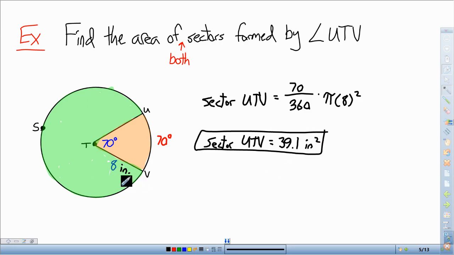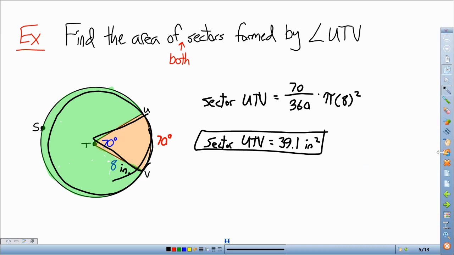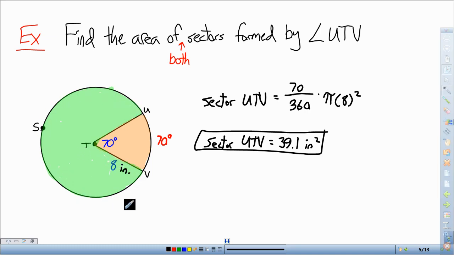Okay, the next thing they want us to find is the area of this sector, the green one right here. All right, so there's actually a couple ways we could do this. We could find the area of the entire circle and then subtract the area of the sector we just found. That'd be one way of doing it. Or we can just use the sector formula on this green thing. So that's what I'm going to do. So yeah, let's go and do it.